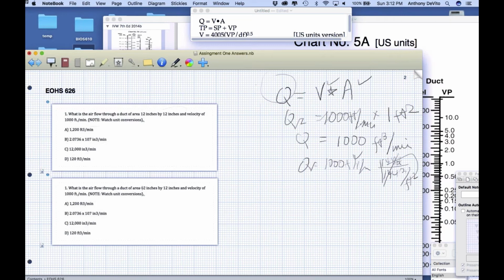What is the airflow through a duct of area 12 inches by 12 inches, right? That's our area, equal to 1 foot squared. And a velocity of 1,000.